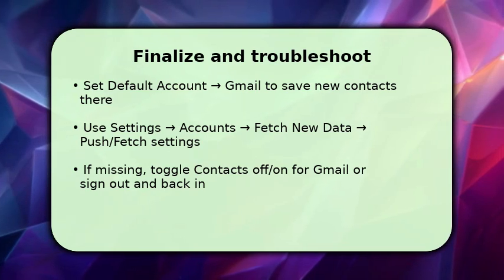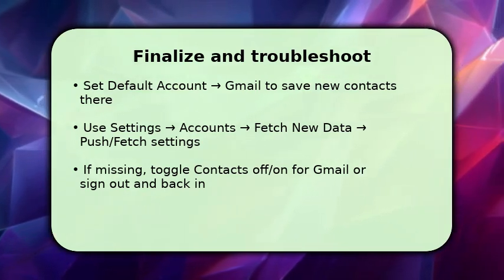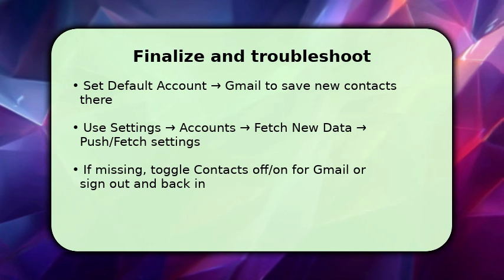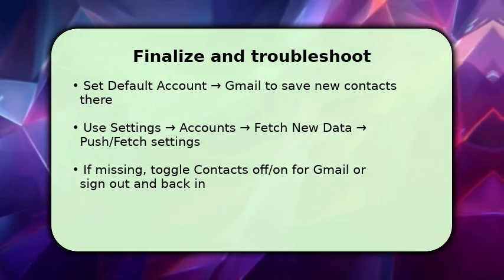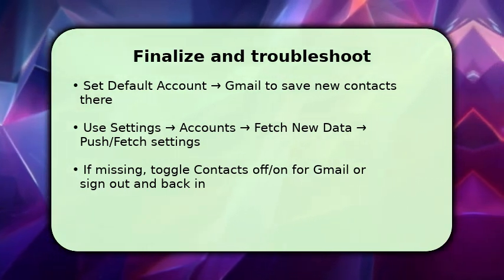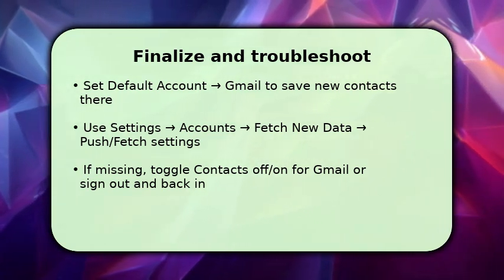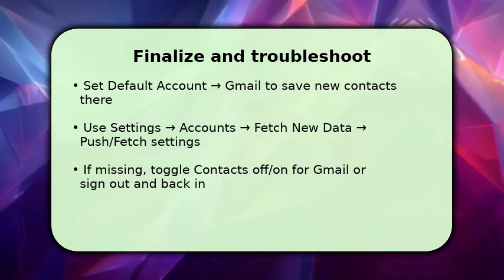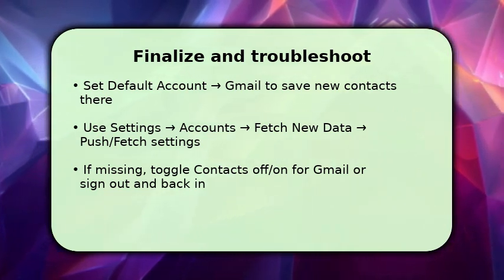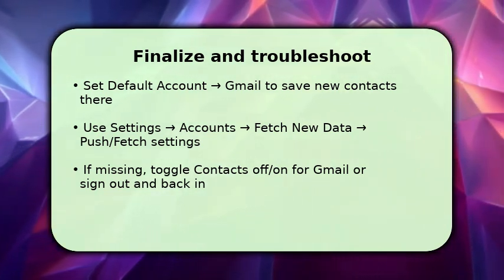Finish by setting Gmail as the default account under Settings, right arrow Contacts if you want new contacts saved to Google. Then open Settings, right arrow Accounts, right arrow Fetch new data and confirm push or a frequent fetch schedule so updates arrive promptly. If contacts still don't show, toggle contacts off and back on for the Gmail account.